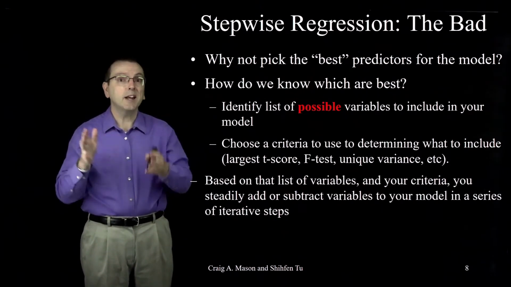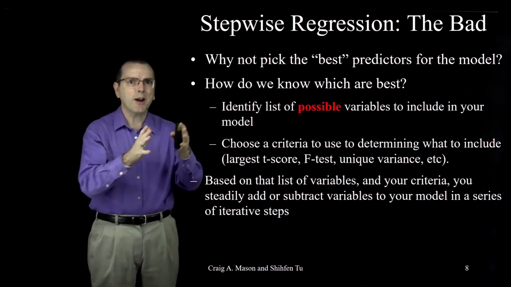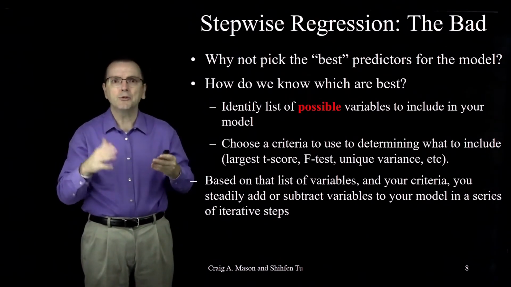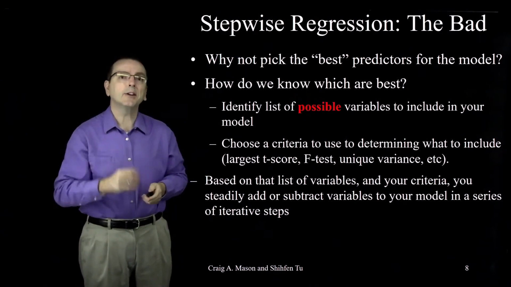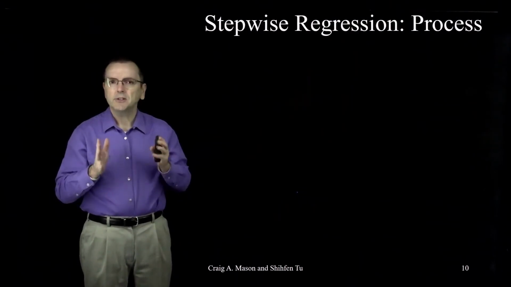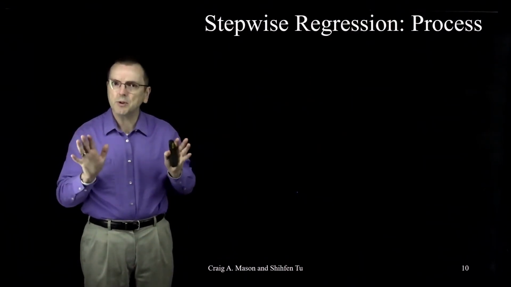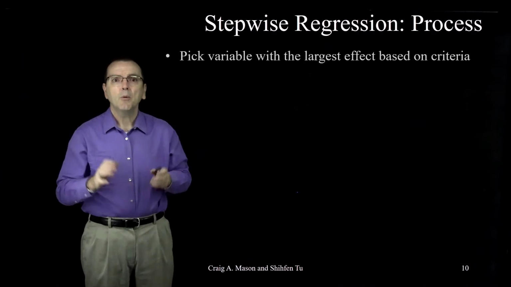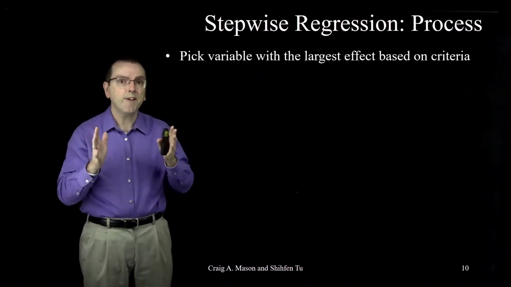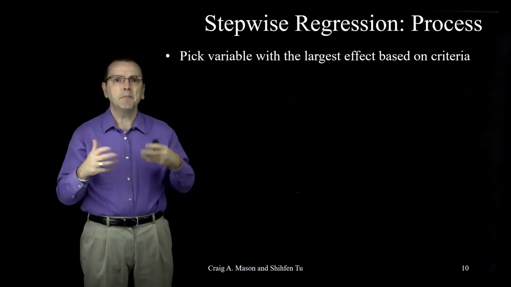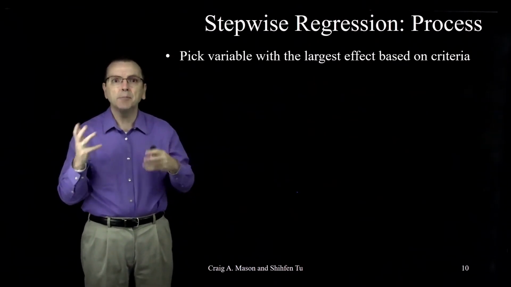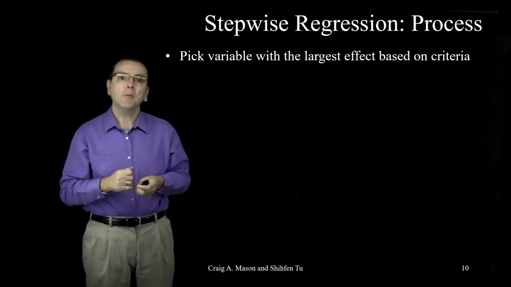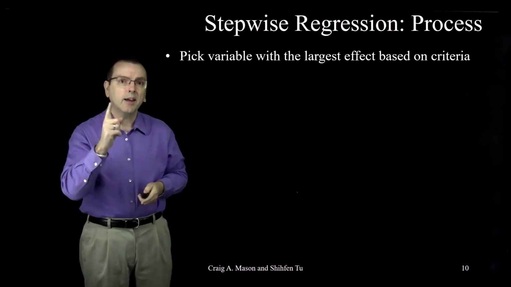Then, based on your list of possible variables and this criteria, you iteratively add or subtract variables to or from your model in a series of steps. Let's go through those steps conceptually first, before doing an analysis. To begin, we find the variable with the largest effect based on our criteria. Maybe the one with the largest absolute value for a t-score or the largest squared semi-partial. And we add that variable to our model in our first step.